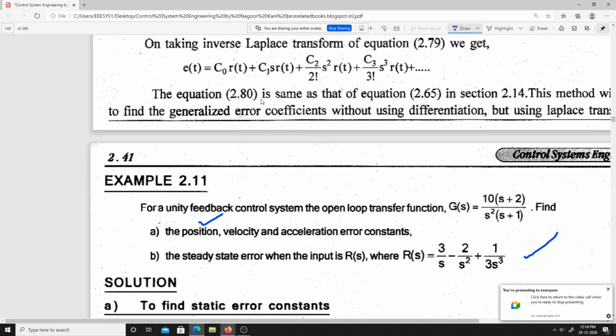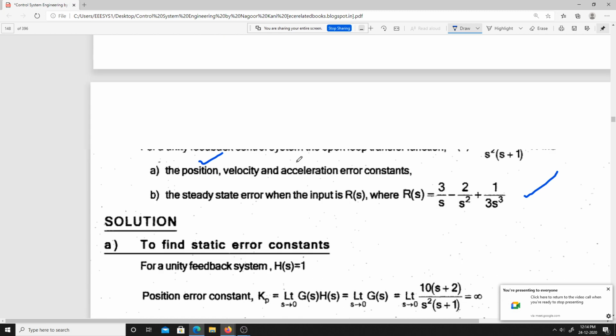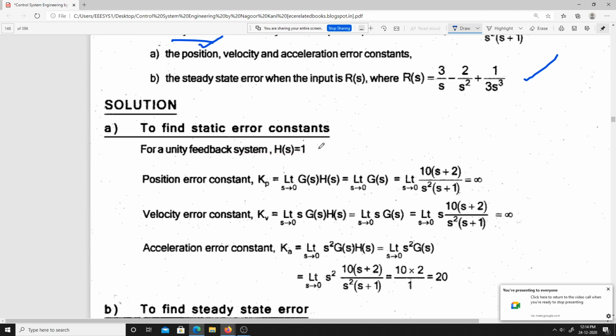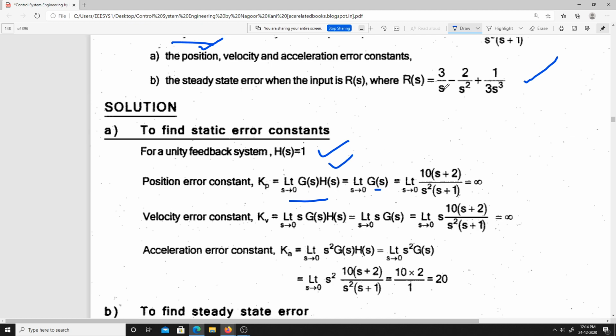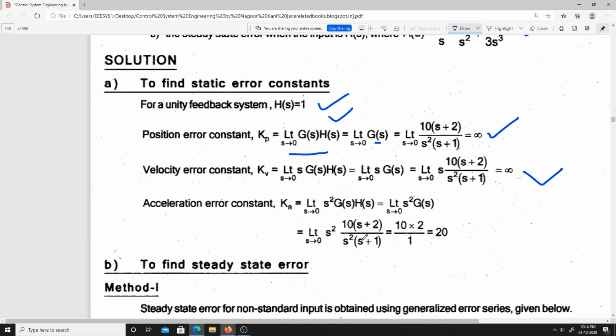Fine, no problem. When we talk about the static error constants for the unity feedback system given here, they mentioned that the feedback is unity, so H of s is 1. The positional error constant Kp equals limit s tends to 0 of G of s into H of s. H of s is 1, so it is limit s tends to 0 of G of s, which they have given here, so it will be infinity. The velocity error constant will be infinity, and the acceleration error constant will be 20.